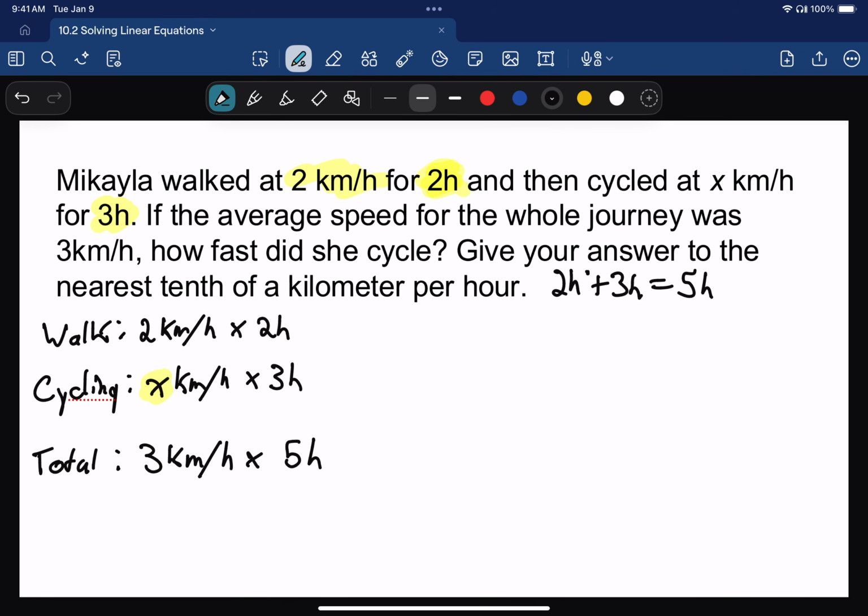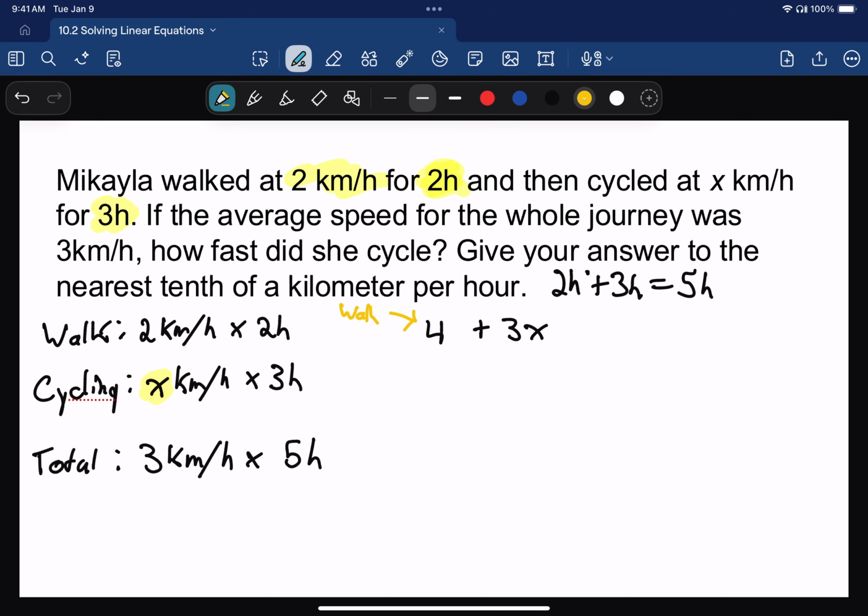Okay? So now let's see if we can set up an equation for this. What I would do is combine this to figure out the distance she was going. So 2 times 2, so walking was 4. Biking is x times 3, so we don't know what that is. So this is our walking speed, and we have x times 3, or we could do 3x. So this is biking.